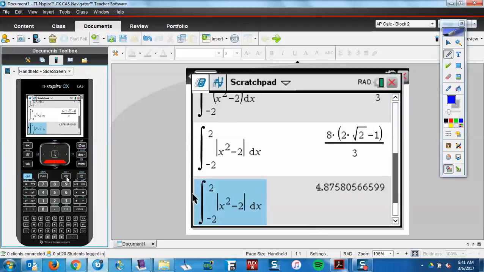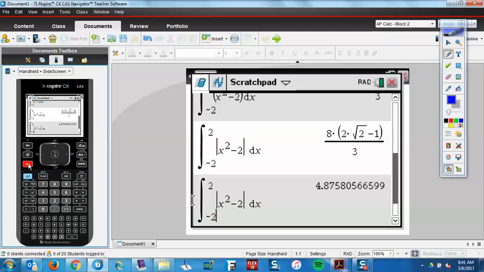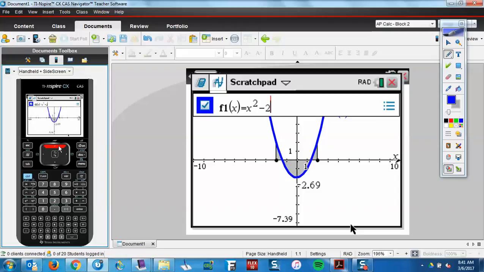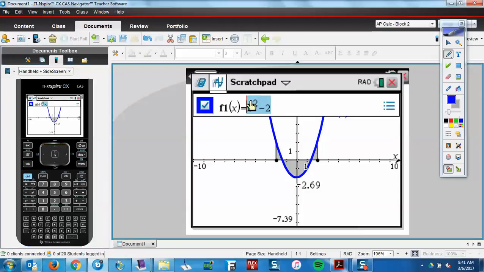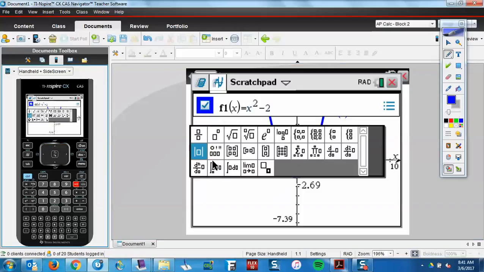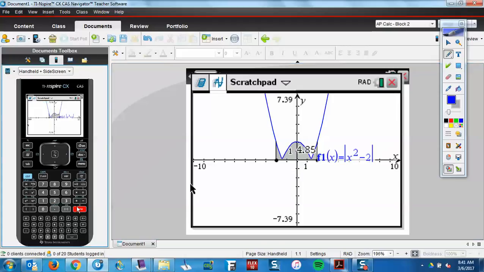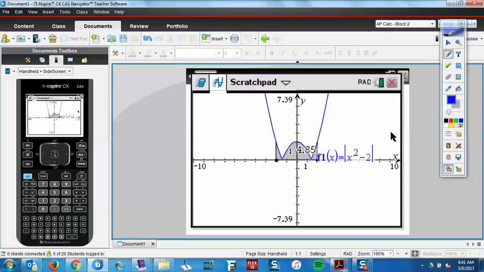Well, what I did was, let's go ahead and graph this thing. Okay, now look what we got. What did the absolute value do? It just took what was negative and made it positive. So now that area was all positive area.